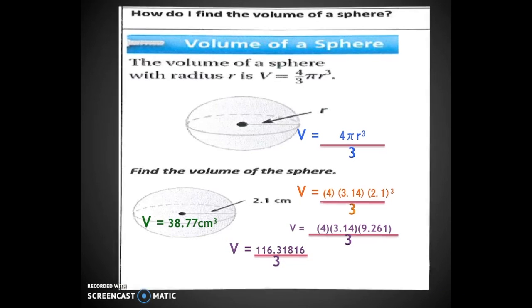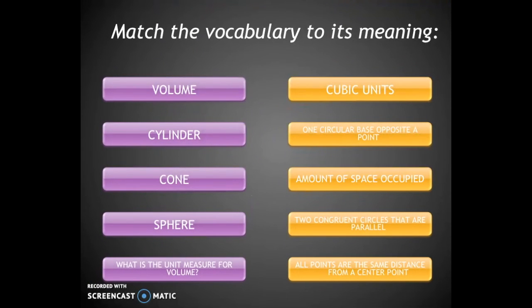All right, let's wrap it up. Now pause the video and let's see if we can match the vocabulary to its correct meaning. Okay, let's see what you got. Volume, that's the amount of space occupied by any given object. Cylinder, that's 2 congruent circles that are parallel to each other. Cone, it's a circular base opposite an endpoint. Sphere, all points are the same distance from a center point.